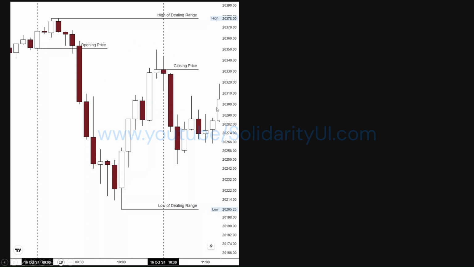So as you can see here in this example, from 9 to 10:30 a.m., from the opening price to the high to the low to the closing price, that's all in this 90-minute dealing range. And basically what you're seeing is a two-dimensional chart that shows price movement within a given amount of time. And that answers the question of what exactly is a candle?